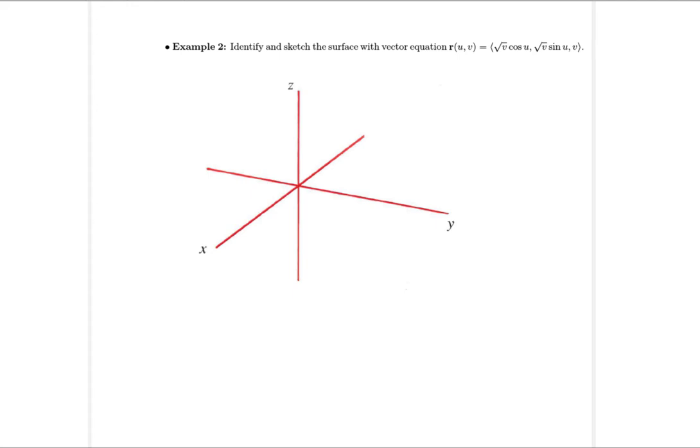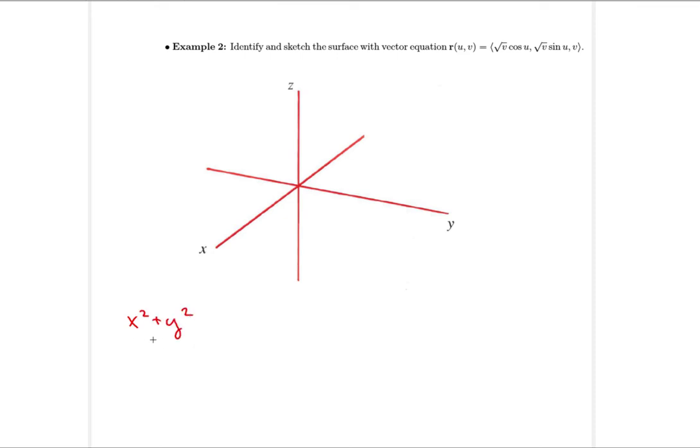And our favorite trig identity, of course, is cosine squared plus sine squared. So what I suggest we do here is I can see that if I square the x and I square the y, I'm going to get that Pythagorean identity showing up. So what I'm going to begin with here is I'm going to say x squared plus y squared.